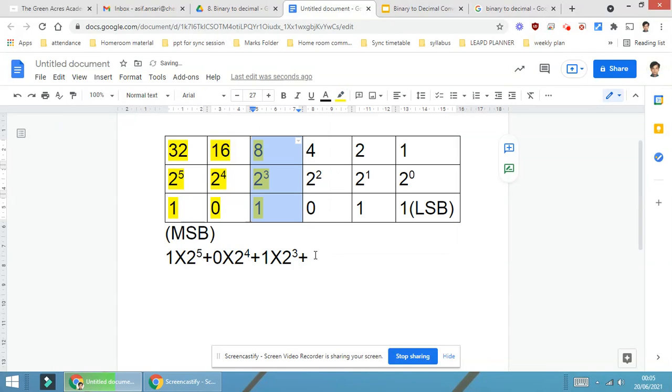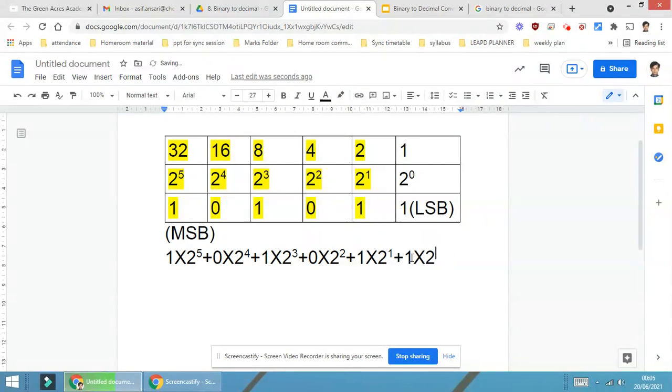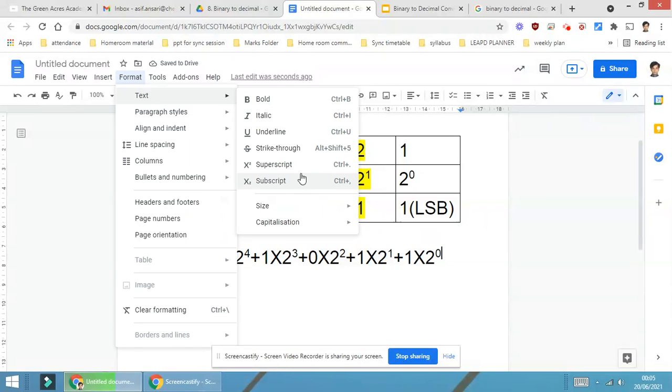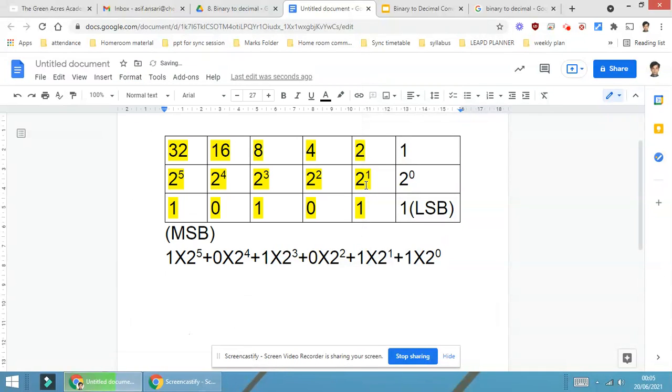Moving ahead, 0 will be multiplied with 2 raised to 2. So instead of 1, I'm writing 0, which will be multiplied with 2 raised to 2. I'm coloring this part so that we come to know that this multiplication has been done. Then 1 will be multiplied with 2 raised to 1. Again highlighting this so that no confusion is there. And last, 1 will be multiplied with 2 raised to 0. Again, in Format Text, we require to go for superscript so that the text becomes normal.